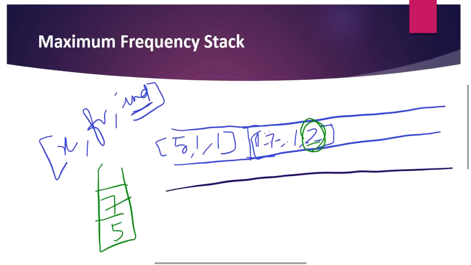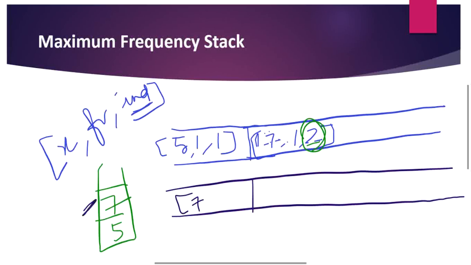So let's have our priority queue. Now our priority queue will have 7 first, because it is the topmost element according to the stack, the element most recently inserted. So we put 7 first and then 5.